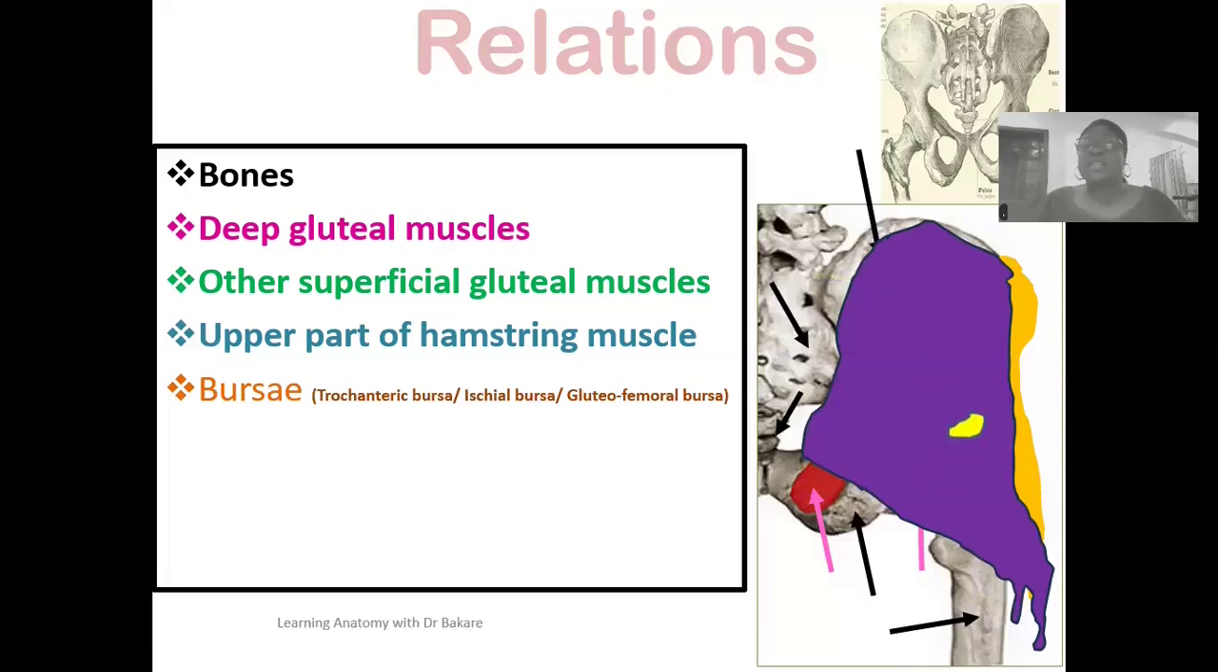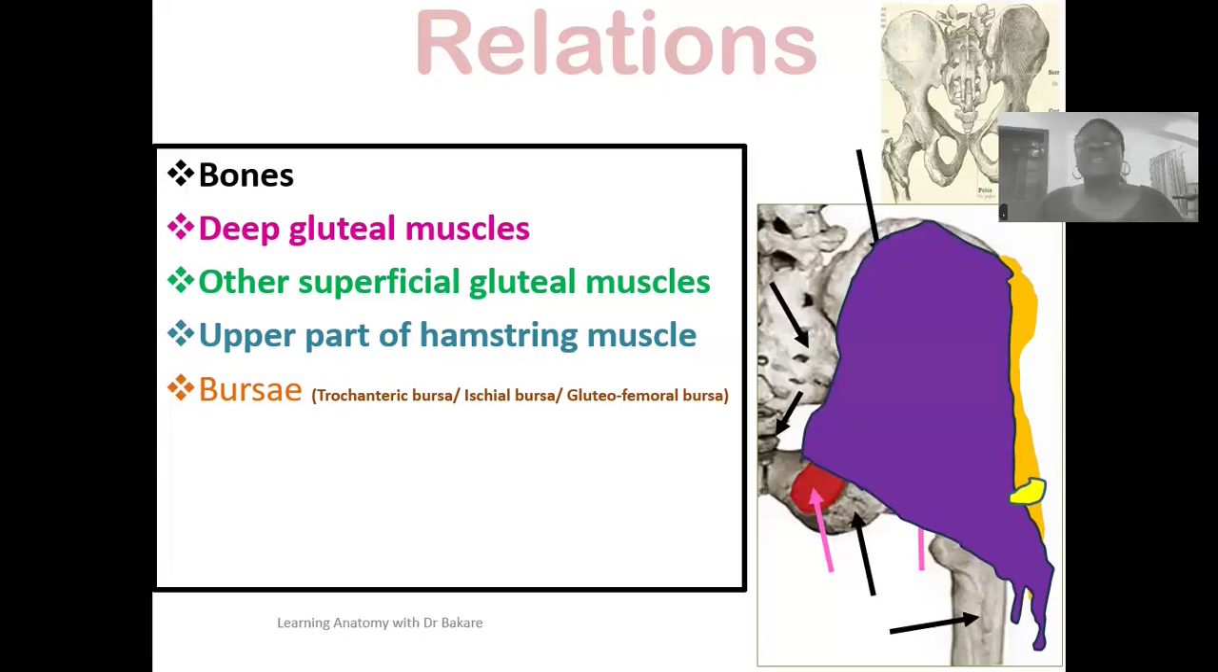So we have the trochanteric bursa here highlighted in yellow. This trochanteric bursa is located between the gluteus maximus and also the greater trochanter of the femur. Remember, this is where we have the femur, and at this upper region is where we have the greater trochanter of the femur. This bursa helps reduce friction so that there would be easy movement between this bony region and also the gluteus maximus.